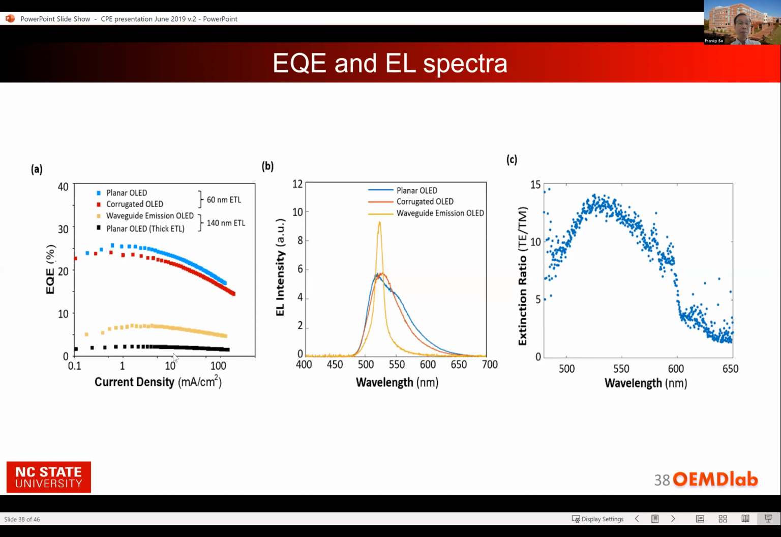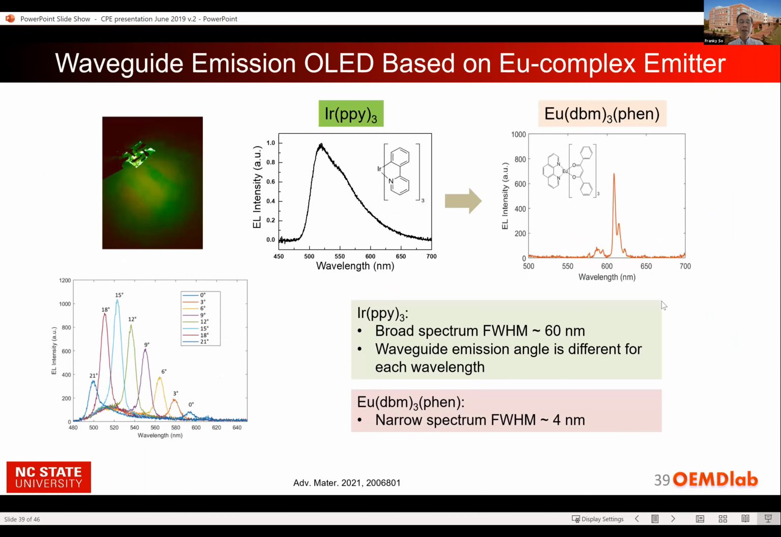Then when we make the waveguide emission device, you can see that the planar device with a thick ETL gives 1 or 2% efficiency. But when we make it on the corrugated device, the efficiency goes up to about 7%. You can also see the narrowing of the emission spectrum. The yellow curve corresponds to the waveguide emission, so you get a significant narrowing. We are also able to get a TE to TM polarization ratio of 13.